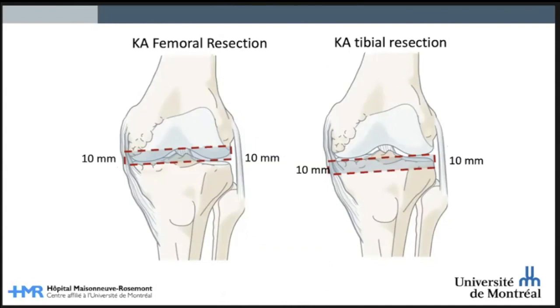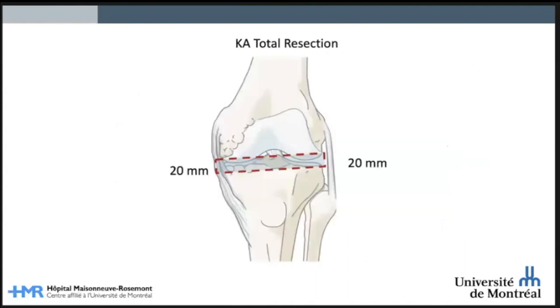So let's have a look at the bone resections in these diagrams with the kinematic alignment technique. On the femoral side, we want to resect an equal thickness of 10 millimeters laterally and 10 millimeters medially. And on the tibial side, similarly, 10 millimeters are resected on both compartments. If we add these resections on the femur and tibia, we create a space that matches the implant thickness of 20 millimeters.